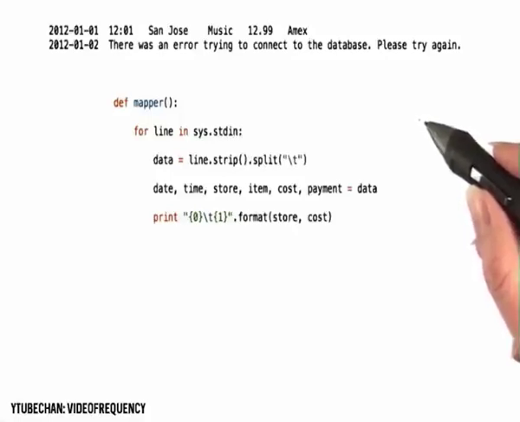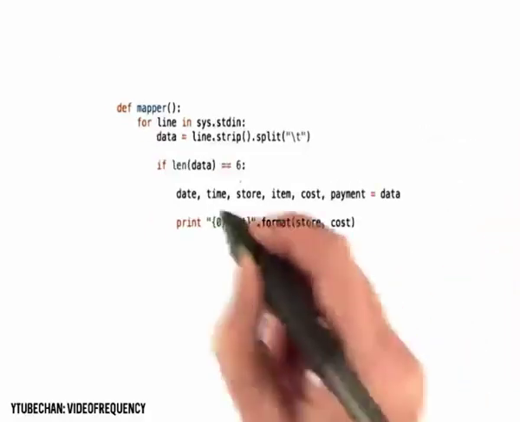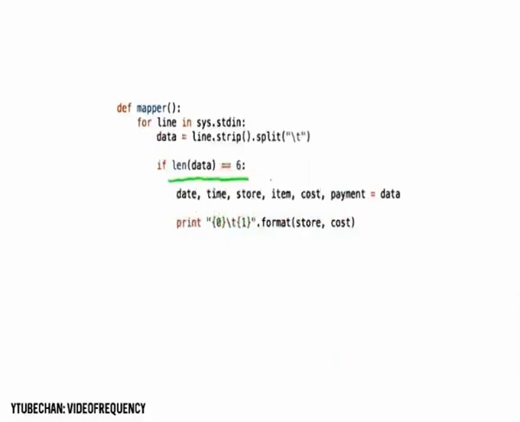You don't want to be halfway through a 2 terabyte job when it dies. So let's go back and add some defensive programming to make sure things don't break, even if you get a strange line in the middle of your data. In this case, we're checking to see that the line has 6 fields. If it doesn't, we'll ignore that line.